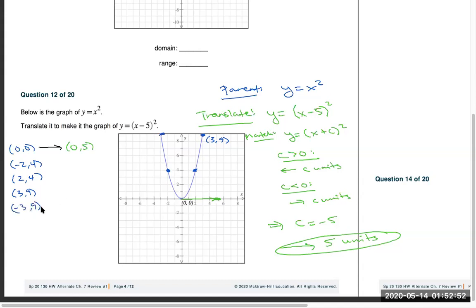Now I'm going to rearrange these a bit because I like to have the lowest x value up to the highest x value, which would be kind of the way you graph. So give me a second here to move everything. Okay, I'm just going to rewrite these. All right, so let's draw. Okay, so my parent: -3, 9, -2, 4, 0, 0, 2, 4, 3, 9.